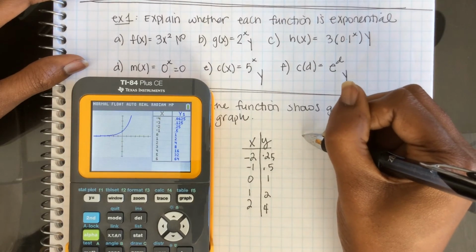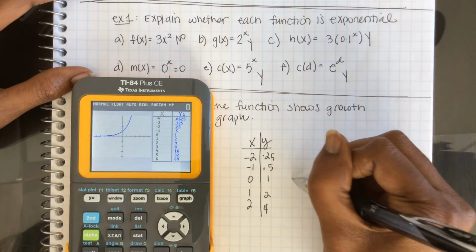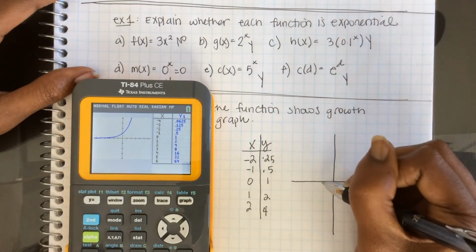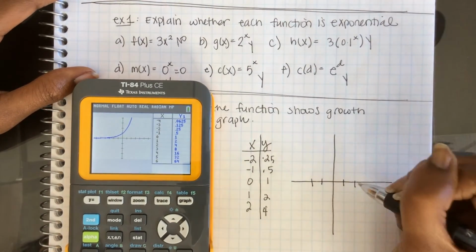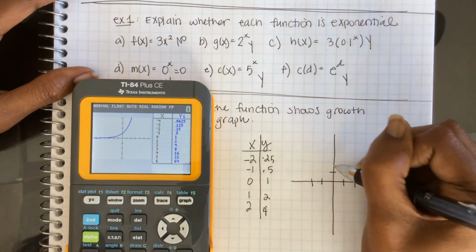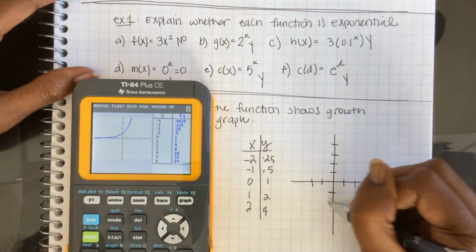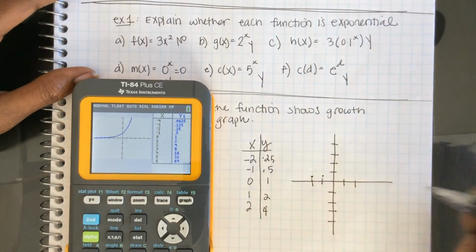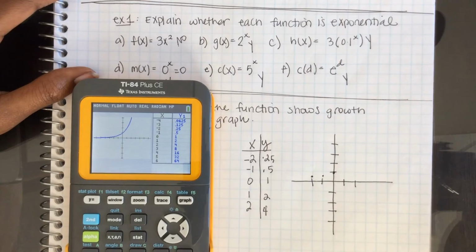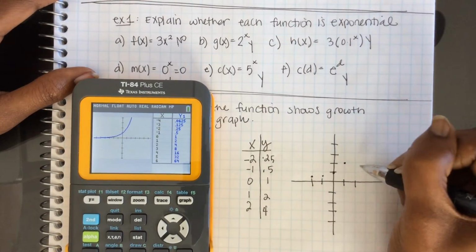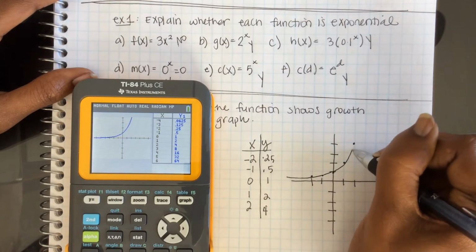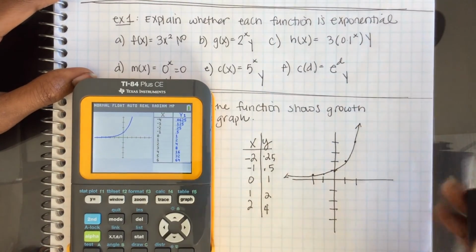So now to graph this, my x values go from -2 to +2, my y values go up until 4. So -2, it's at 0.25, -1, it's about 0.5, 0, it's at 1, 1, it goes through 2, 2, it goes through 4. So here is my graph that's growing exponentially.